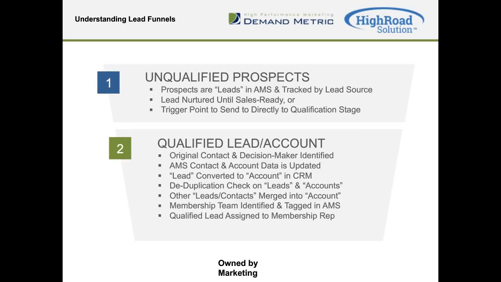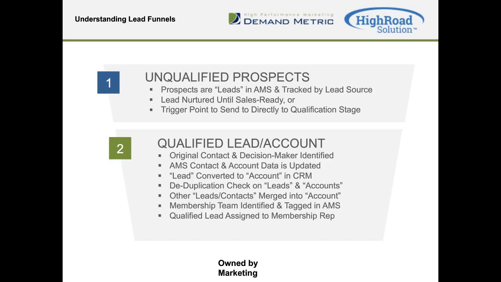So here at the top, we have unqualified prospects in the first stage. These prospects are leads in your AMS. They're tracked by lead source. They're nurtured until they're ready for sale, or sales ready. And then there's a trigger point at some point via lead scoring or some other effective use inside of the marketing automation system that sends them directly to the qualification stage.